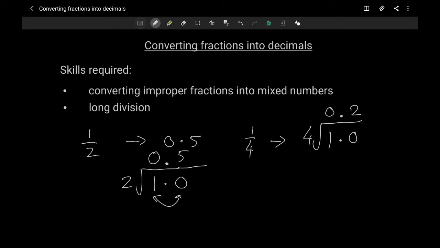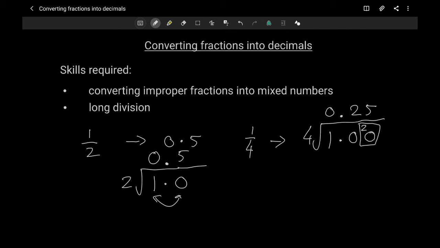So because there's a remainder, we put another 0 here. And we say, how many 4's go into 20? And the answer is 5. So the fraction 1/4 as a decimal is 0.25.